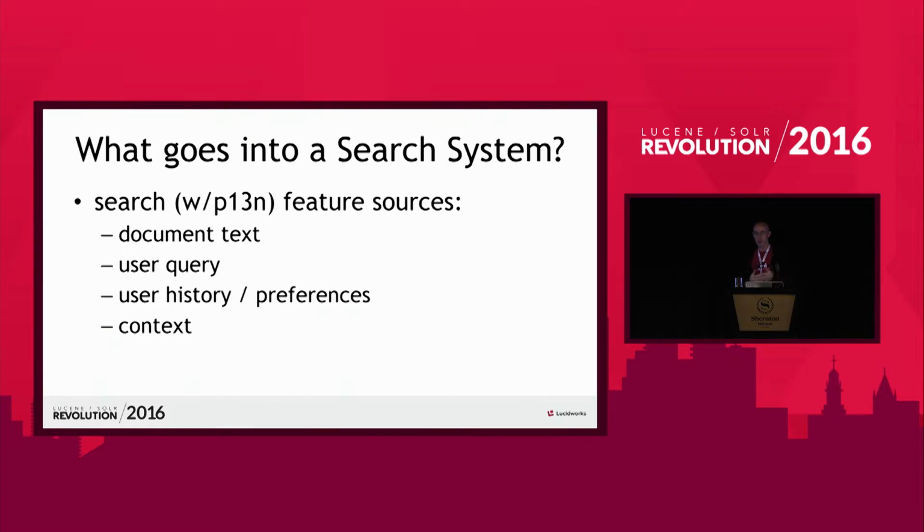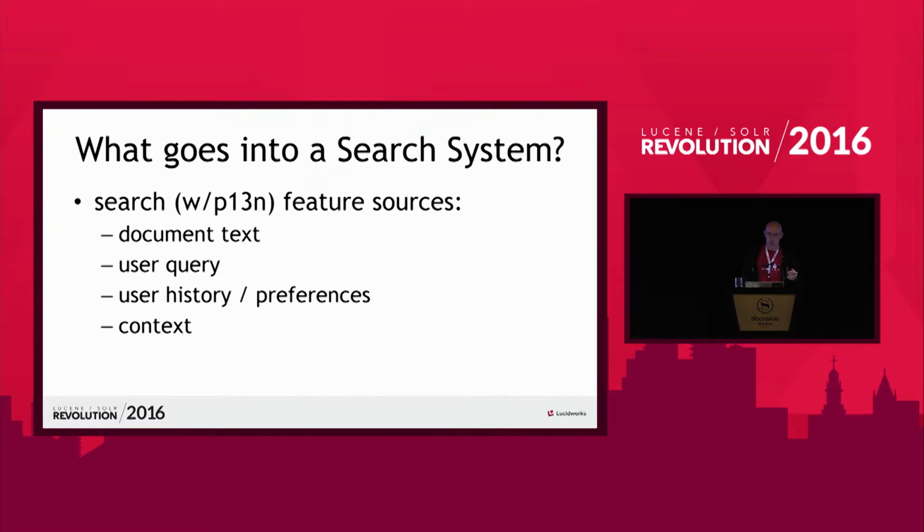So if you're doing personalized search, you need to have, obviously, the document text, the full corpus collection statistics. You've got the user query and all of its metadata. You've got the user's history of previous queries and clicks and their general preferences. And you've got the context, like the geography, the time of day, what's on the page currently, what item is being viewed, what search filters may be applied already. And all these things will go into the relevance model for a general search system.